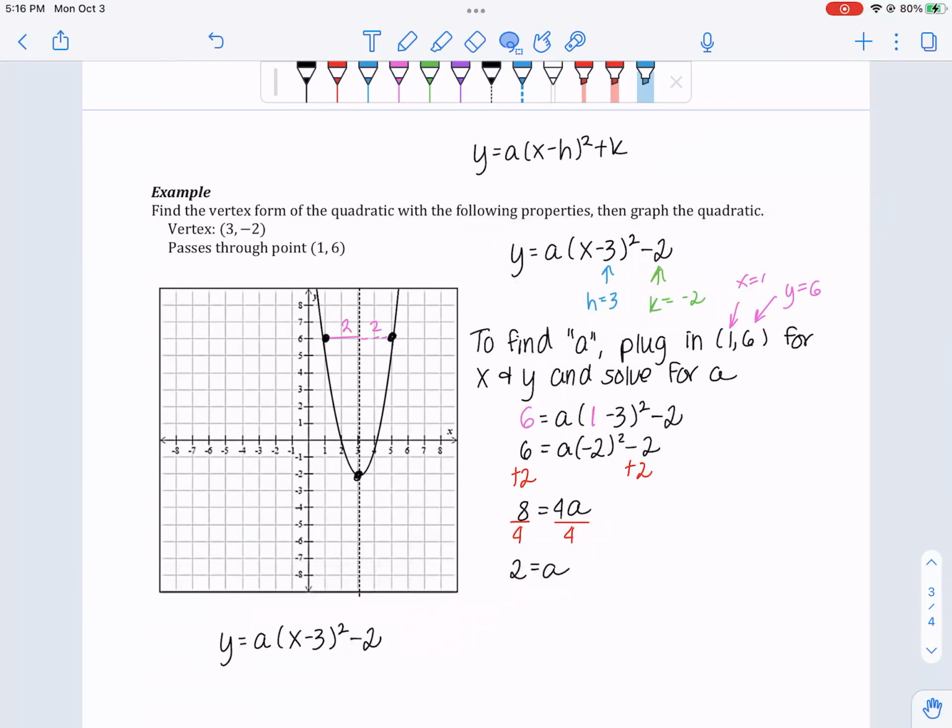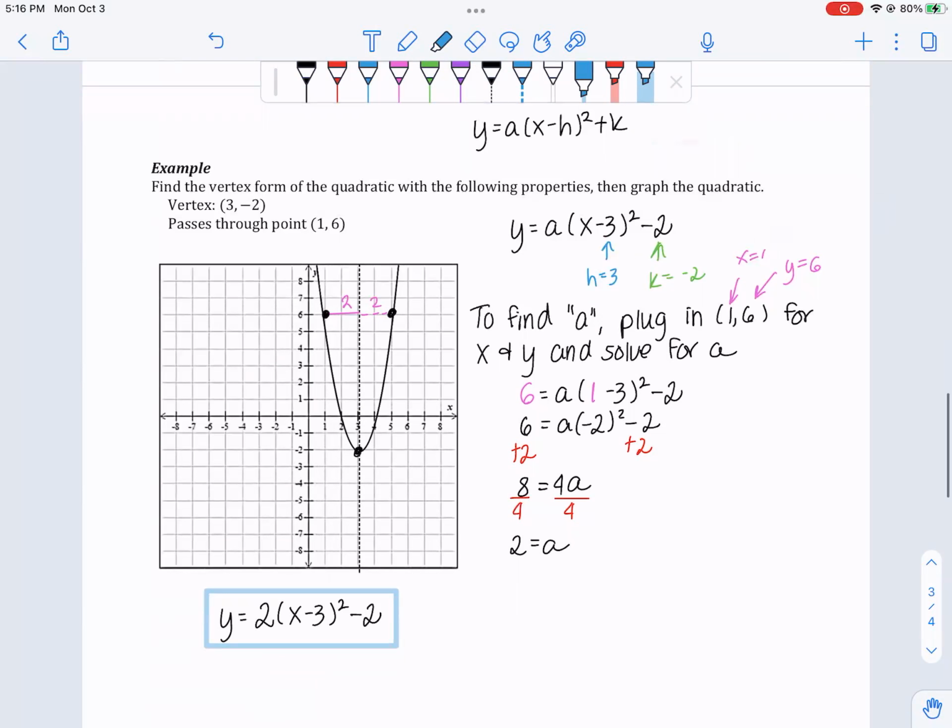So if I come down here and just replace that with a 2, now that's good. So the equation of this quadratic is y equals 2 times x minus 3 squared minus 2. You have enough information to find the entire equation if you have the vertex and another point on the parabola. That's all the information that you need.